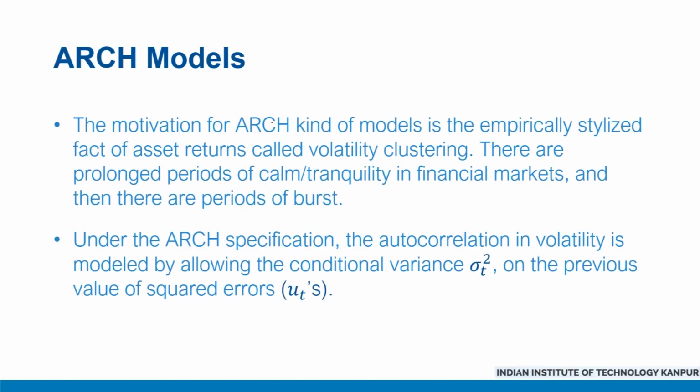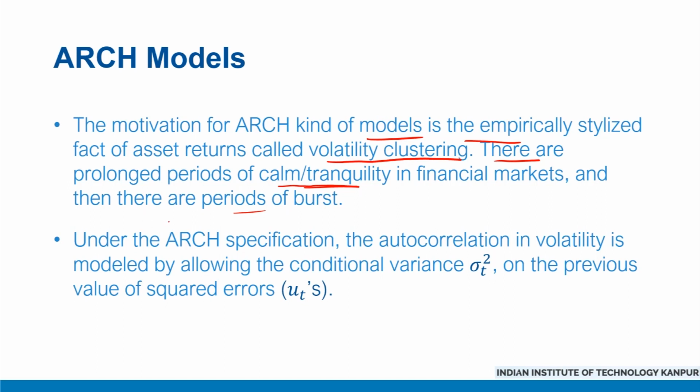The motivation behind the ARCH family of models is the empirically stylized fact of asset returns called volatility clustering. That is, there are prolonged periods of calm and tranquility in financial markets, and then there are periods of bust, and periods of calm and tranquility occur together while periods of bust also occur together. This is called volatility clustering.